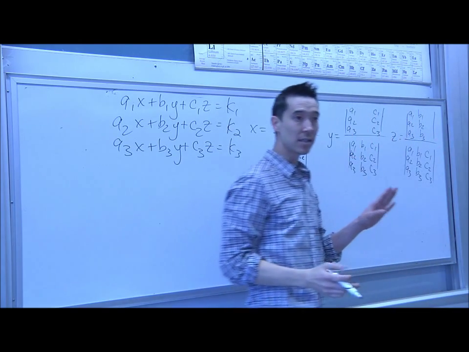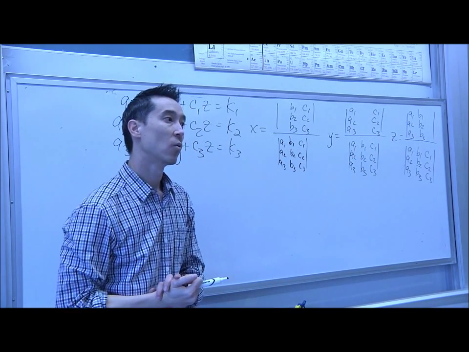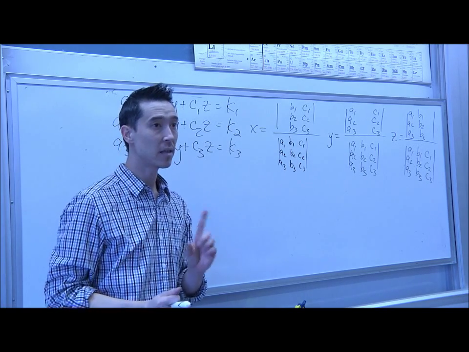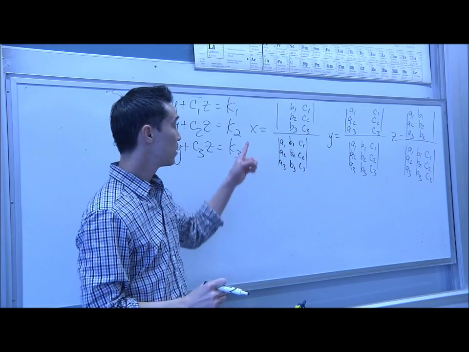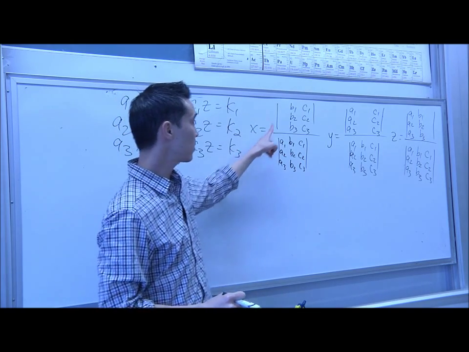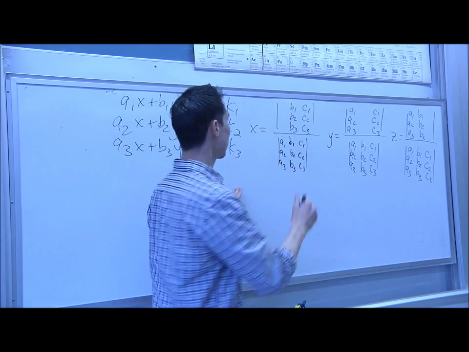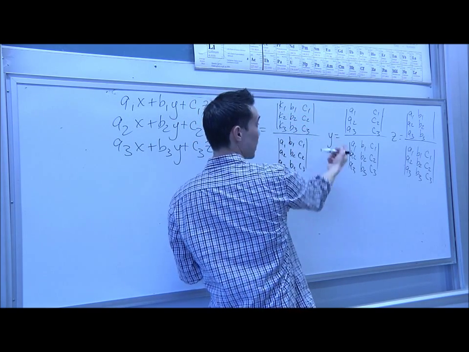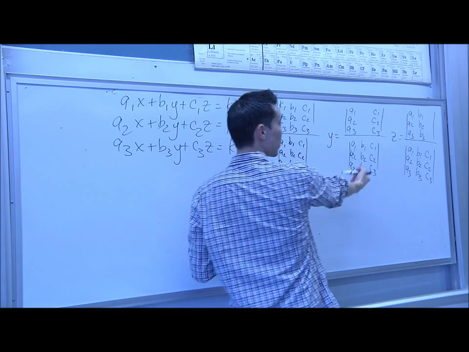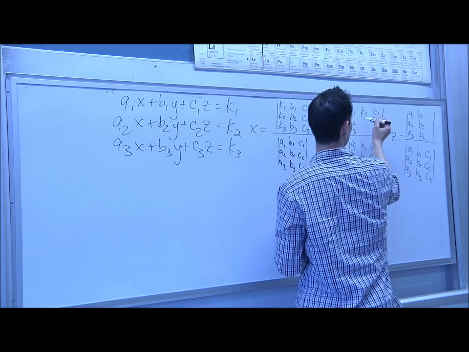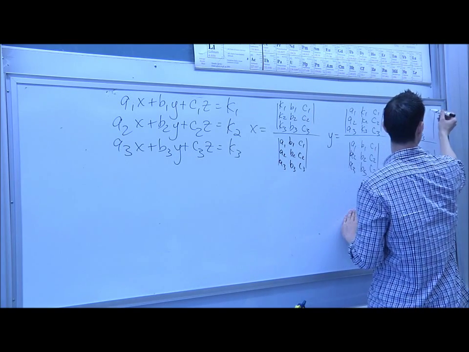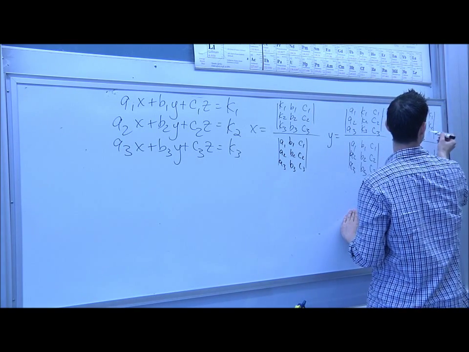Because I want you guys to see, again, the only thing that happens is I replace the K's in the missing column. Okay? So over here, it's the X column. You replace the X with the K's. K1, K2, K3. In this example, it's the Y, so I'm replacing the Y column with K1, K2, K3. And over here on the Z, I'm replacing the Z column.